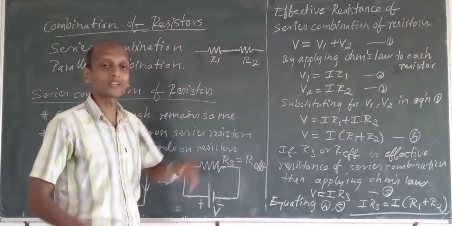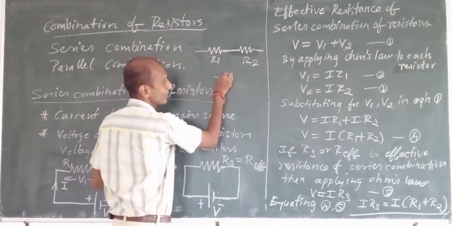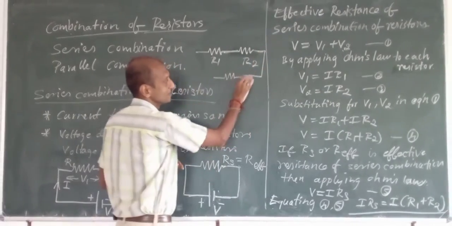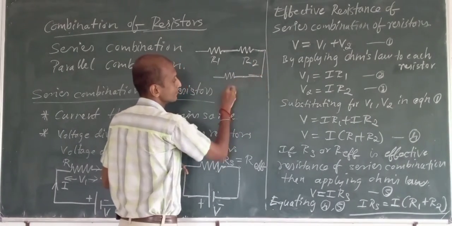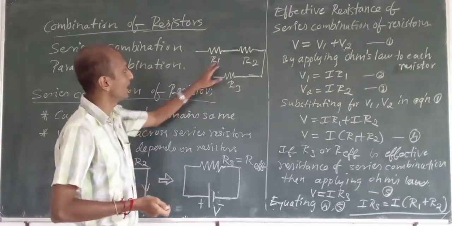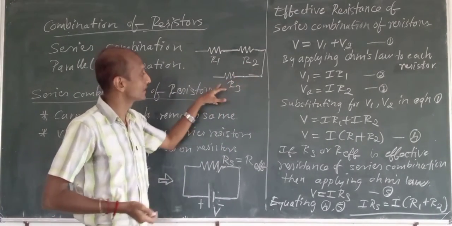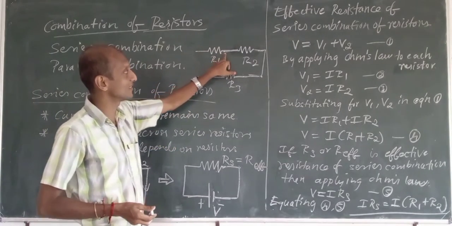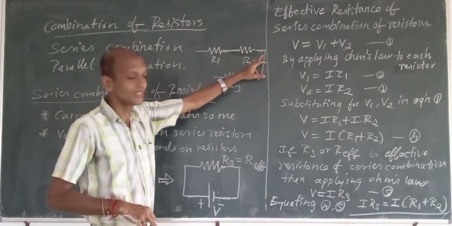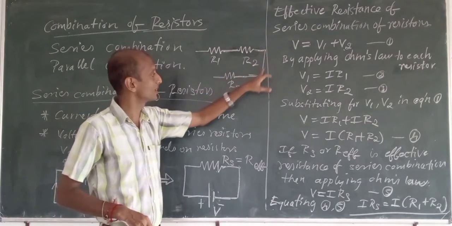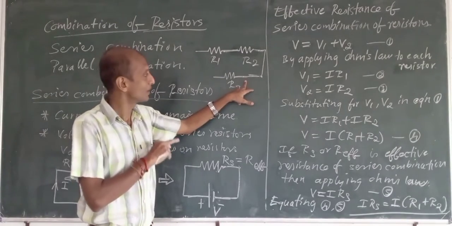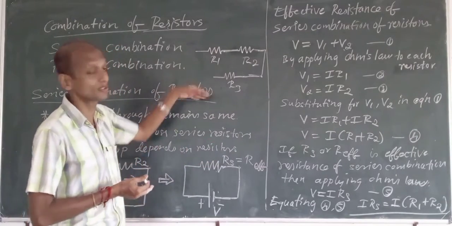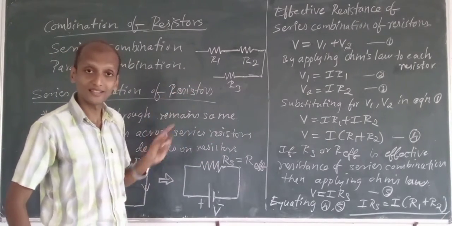Likewise, if I have R3, then I can connect this end to it. This is R3. Now R1, R2, R3, all three resistors are connected in series. One end of one resistor is connected to one end of the other resistor. This is what is called series combination.